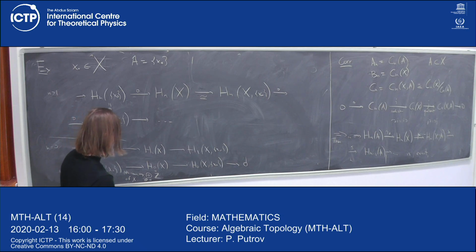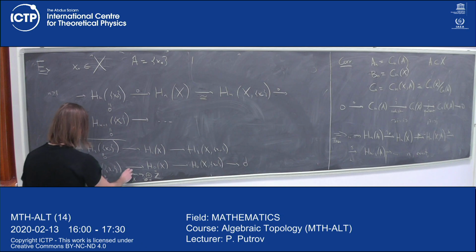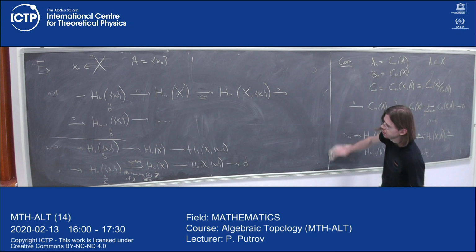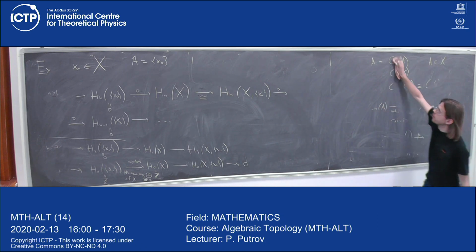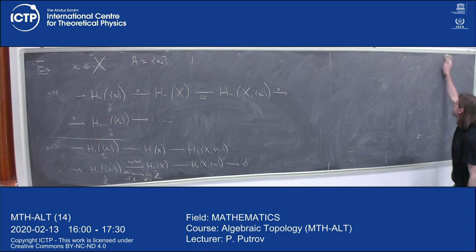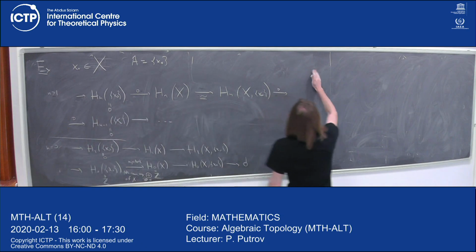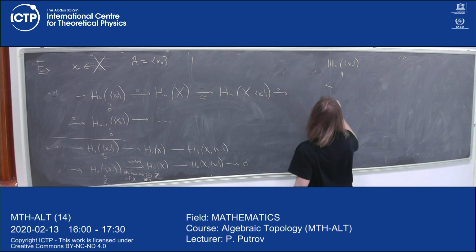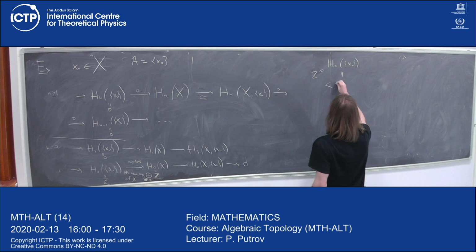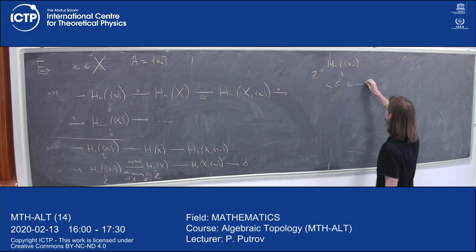Moreover, we can argue that this map is injective. So why is that? What is this map? This is the map induced by the inclusion from the point to X. What is the zero homology of a point? It is Z, which can be understood as an abelian group generated by sigma, a map from the zero simplex to this point.